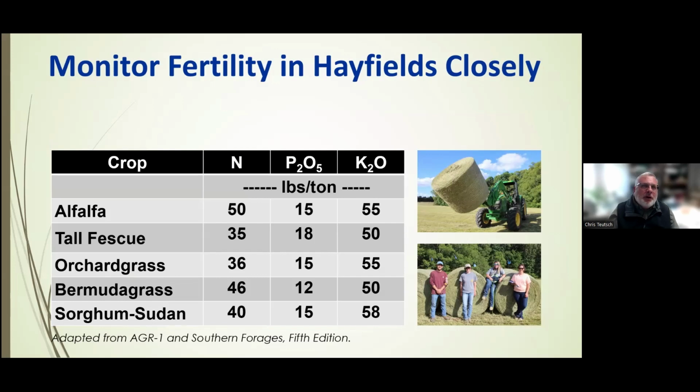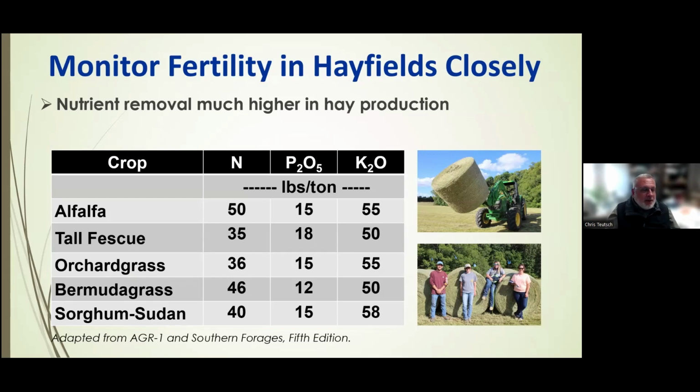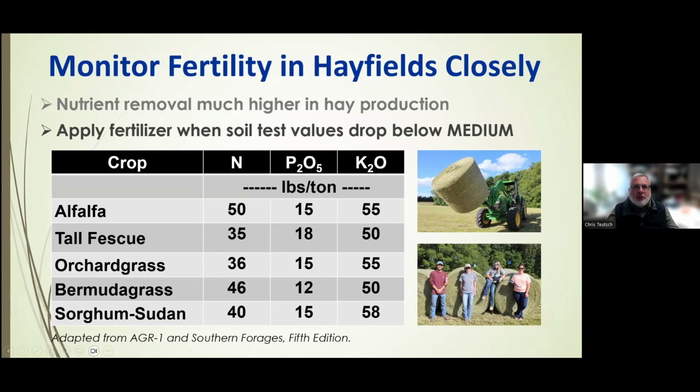Okay, and then we want to make sure we monitor soil fertility really close in hay fields and pastures. And I can almost always tell you, when somebody brings me a soil test and shows me their soil test, whether it's a hay field or not, because normally we're going to be short on potassium, or our potassium value is going to be low in that hay field. And hay removes a lot of nutrients. So when we're taking hay off of that field, we're also transporting nutrients out of that field. And it's very important that we apply fertilizer according to soil test to maintain those nutrient levels. We don't want that soil test level to drop below about a medium or a medium plus value.